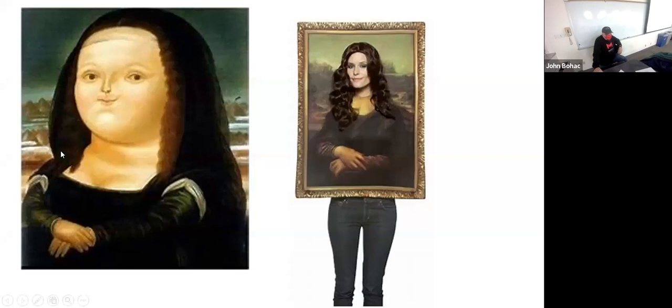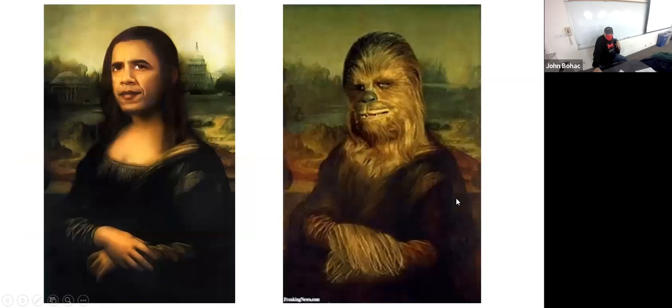This piece here on the left is by an artist named Botero. All of his subject matter, when he does people, places, animals, he blows them up like they're balloons. And this one, I don't know who this is, but put her head through this hole and hold this up. It's so well known. It gets used for all kinds of stuff. Barack Obama as Mona Lisa. Chewbacca as Mona Lisa.